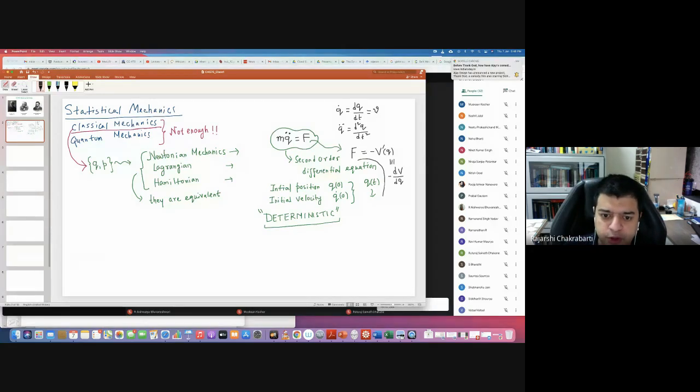So the whole thing is deterministic, and this is the fantastic thing about Newton's equation. But the problem lies here, that the potential, for example, this potential shown here, makes your life difficult. Why?